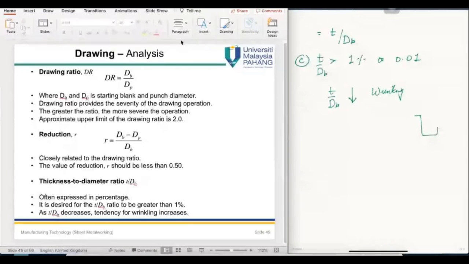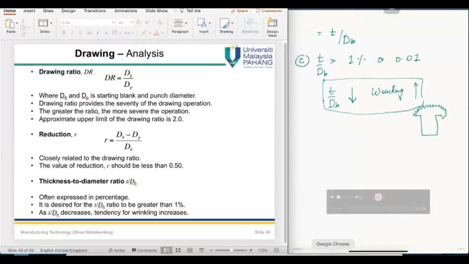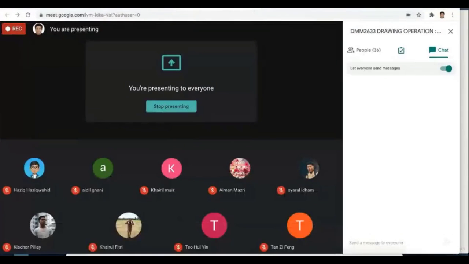So if you have your flange, then wrinkling can occur on the corners of the flange. Obviously when wrinkling occurs, my product is not formed correctly. So as the t over Db ratio decreases, as we approach 1%, the amount of wrinkling can increase. Okay. So this is rule number C. In order for your drawing process to proceed safely, all these three rules should be satisfied.